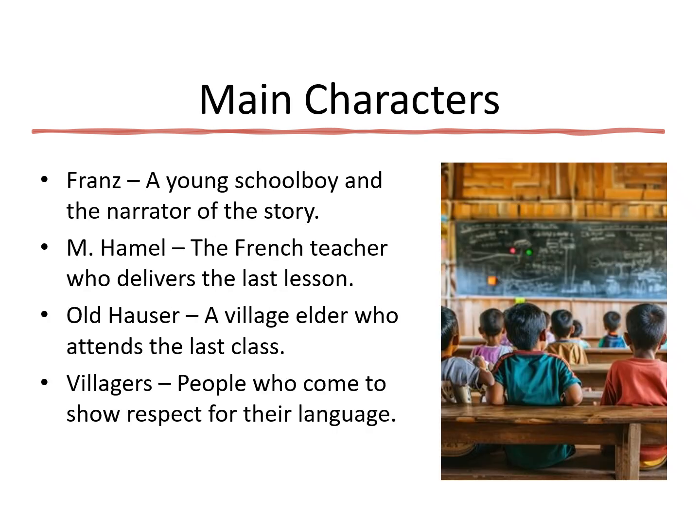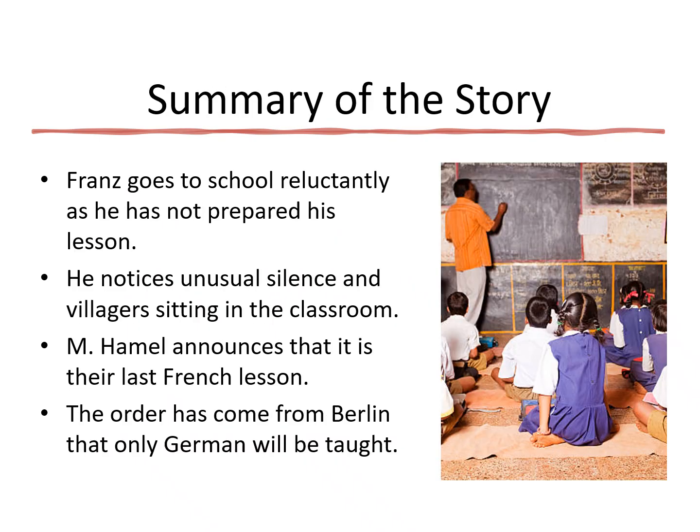Now let us look at the main characters of the story. Franz, a young schoolboy and the narrator of the story. At first, he is careless about studies. M. Hamel, the French teacher who has been teaching for 40 years. He delivers the last French lesson. Old Hauser, a village elder who attends the class to show respect for the French language. Villagers. Many villagers come to attend the last lesson as a mark of regret and respect.